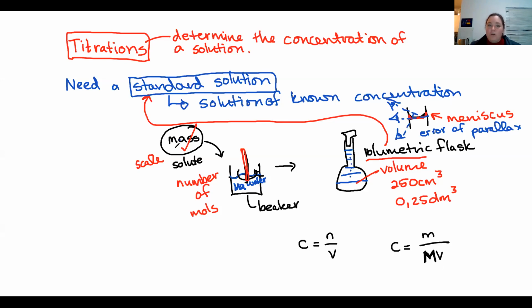Please note, in order to work out a standard solution, you must know its identity. You can't have a standard solution and not know what acid or base it is. So it must have a known identity because you need to be able to work out its molar mass. Okay, so that's the starting point of a titration.